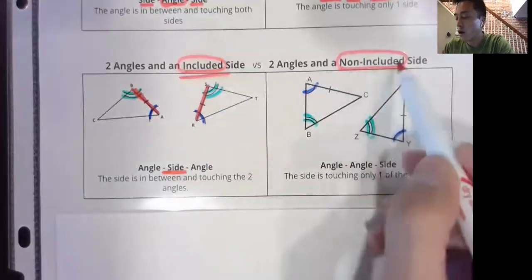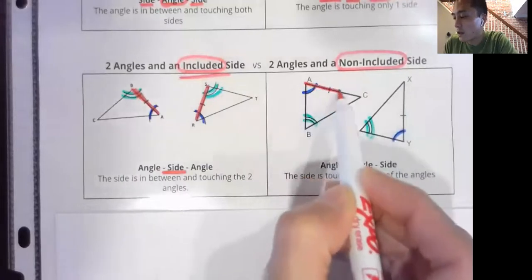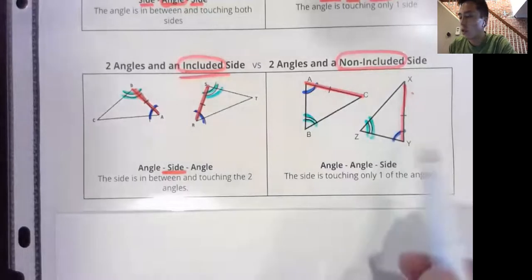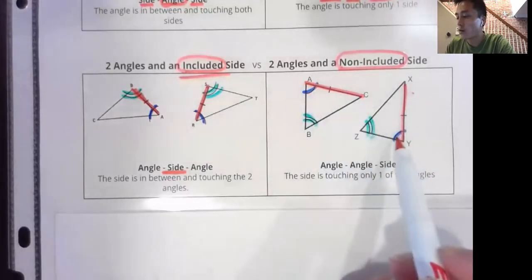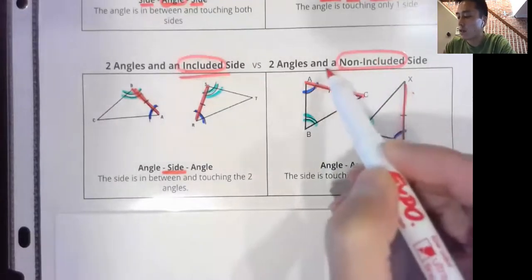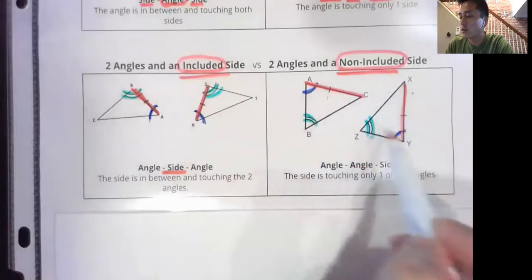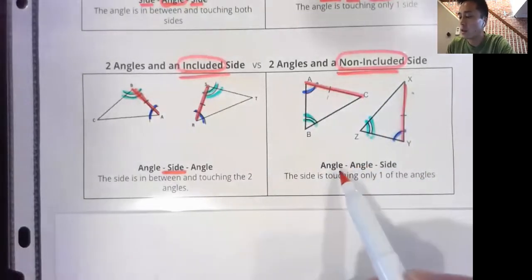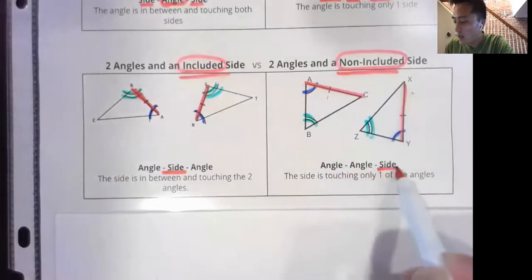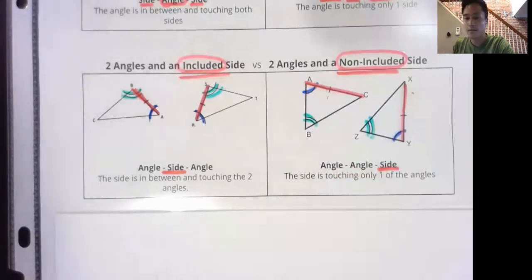Compare this to a non-included side. In this diagram, notice that the congruent side is out here. It's only touching one of the congruent angles, not both of the congruent angles. So that's why we say it's two angles and a non-included side. The side is not included in between the two angles. When we list out the shorthand, that's why we say angle, angle, and then side. The side is not in between the two angles, but on the outside like that.